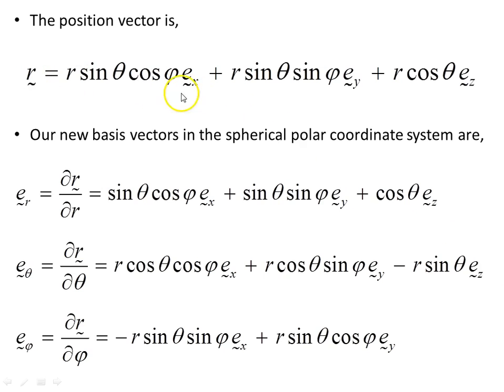Alright, so just a reminder, we'll keep the position vector up here on the top of the page, and then our new basis vectors in the spherical polar coordinate system are E subscript r, this object here, just the partial derivative of this with respect to r. In the theta direction, the basis vector is the partial derivative of the position vector with respect to the coordinate theta, and that gives us this object here. And then over here, the next one in the phi direction is the partial derivative of the position vector with respect to the phi coordinate, and that's this object here.